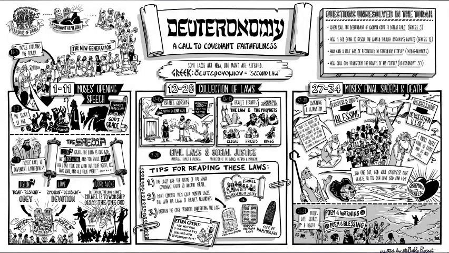While there is agreement that chapter 1, verses 1 through 5 is a preamble, 1:5 through 4:43 is a historical prologue, and chapters 27 and 28 feature the blessings and the cursings. And there is no consensus as to how the rest of Deuteronomy fits this structure.